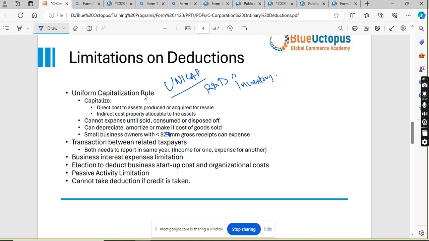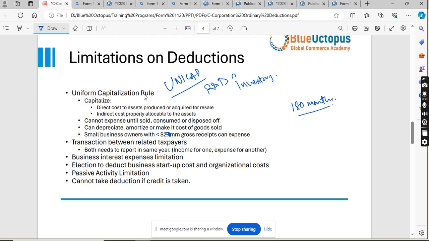Business interest expense limitation, we have already discussed that: 30% of ATI and business income and floor plan. Then we have the election to deduct business startup cost and organizational cost. Now business startup cost and organizational cost can be amortized up to 180 months.